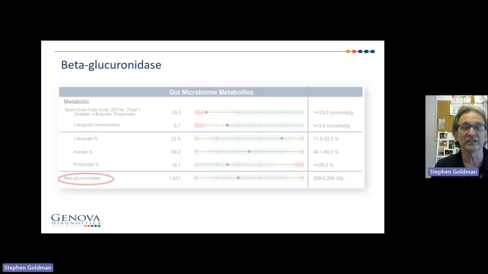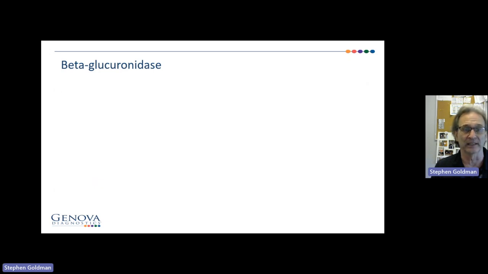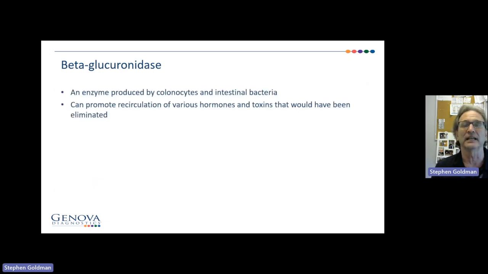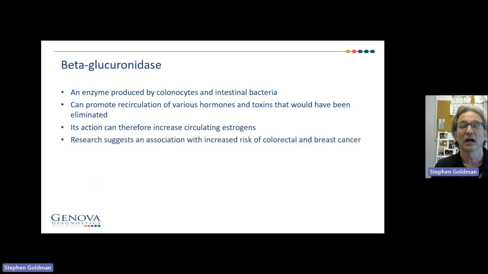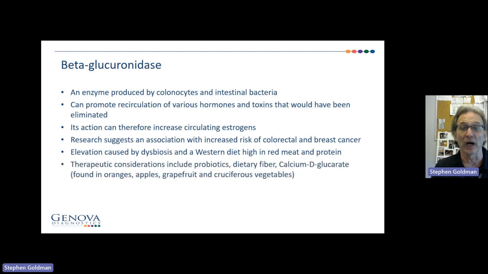And there are various ways of trying to address this besides diet. An enzyme produced by colonocytes and intestinal bacteria can promote recirculation of various hormones and toxins. Its action can therefore increase circulating estrogens. The risk of colorectal and breast cancer may be increased. The Western diet being a problem.